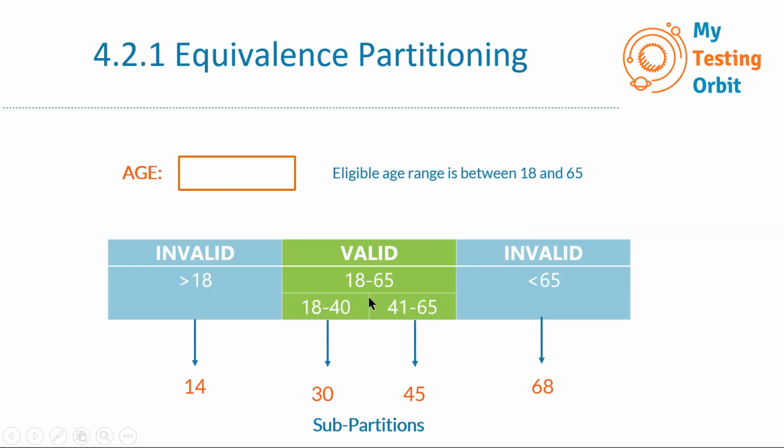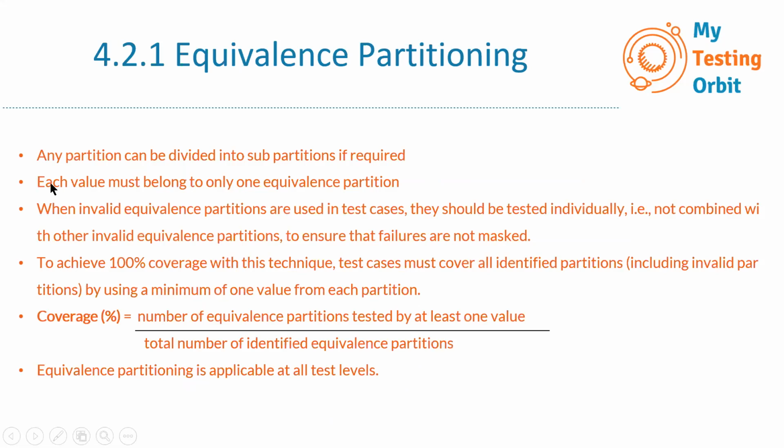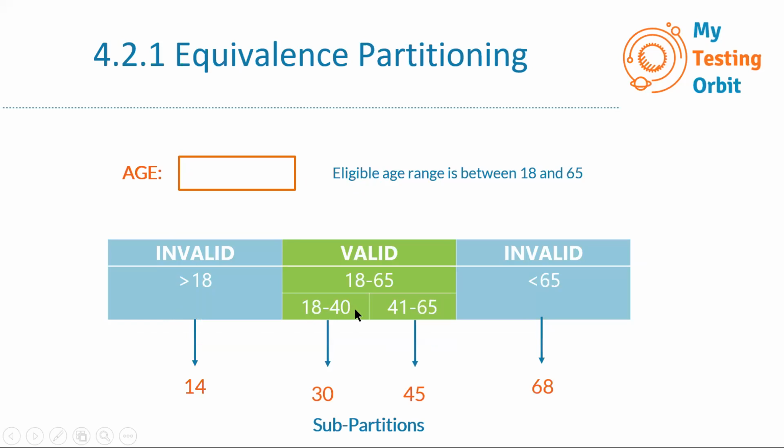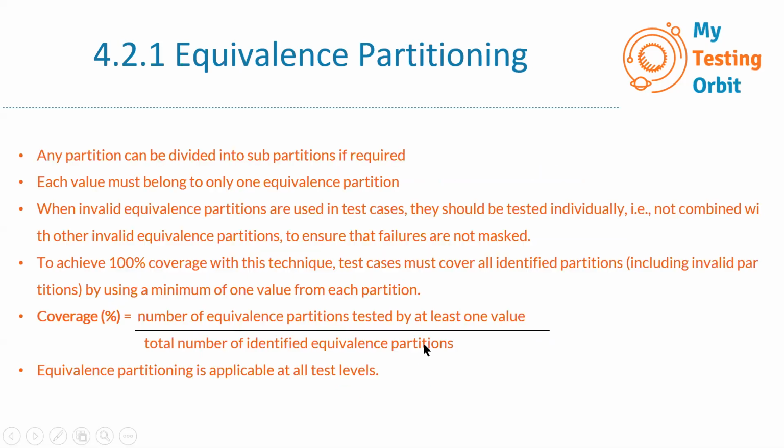So what we are doing is further dividing it, and now instead of taking one value from this entire valid group, we will take one value each from these sub-partitions. So from here we can take 30, from here we can take 45, and this is how we do sub-partitions. Okay, going back to this slide. The second one was each value must belong to only one equivalence partition. So from each partition, whether it's one partition or sub-partitions, we are taking only one value from each partition.